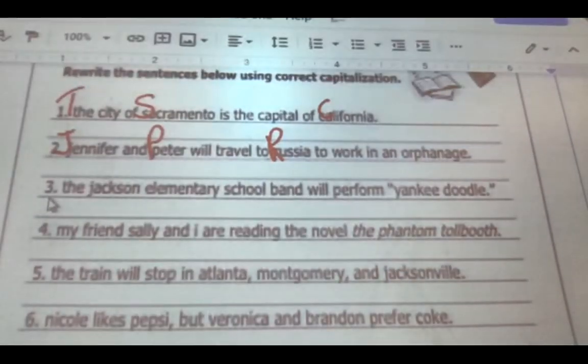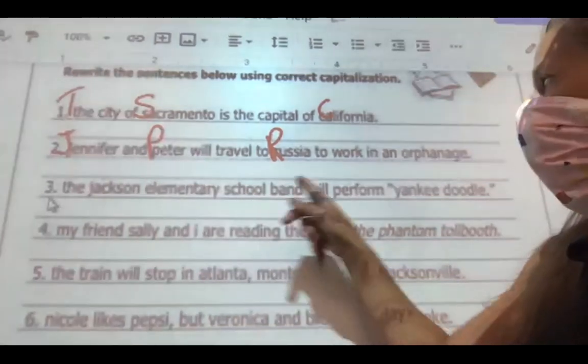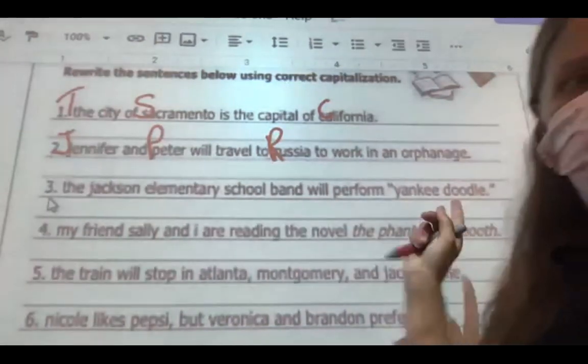A common noun is not capitalized. That's like orphanage. This would be Maldonado Orphanage. This would be just plain orphanage. Just like school, same way. This would be school. This would be a middle school. Got it? If it's in the title of that proper noun, then you would capitalize it. All right, the Jackson Elementary School band will perform Yankee Doodle.